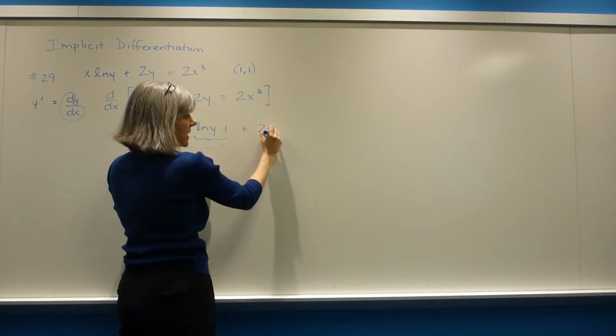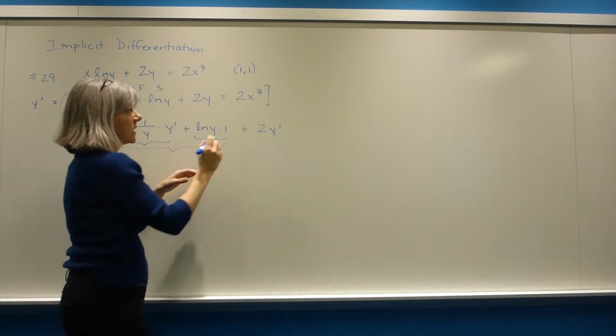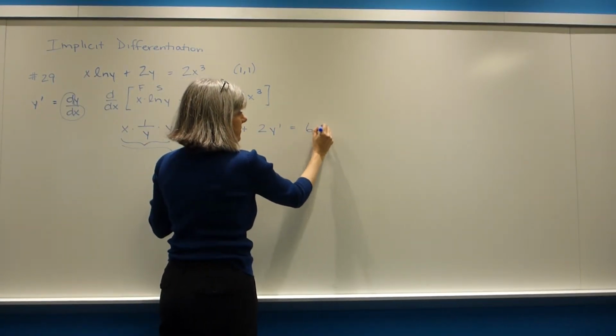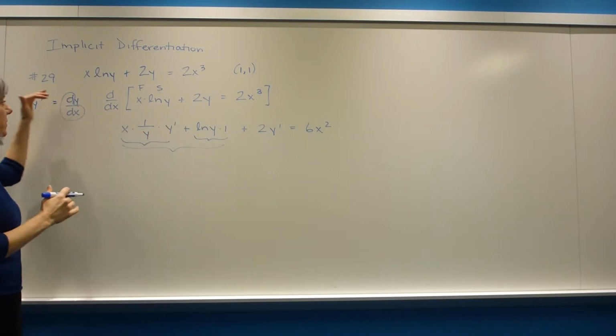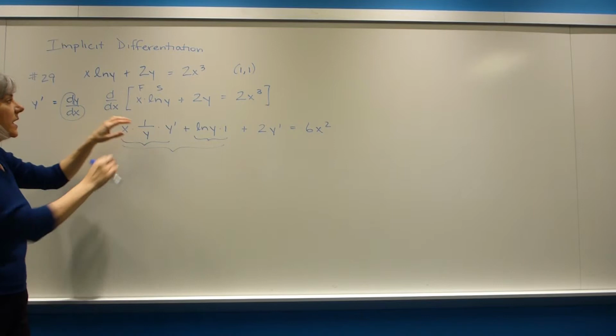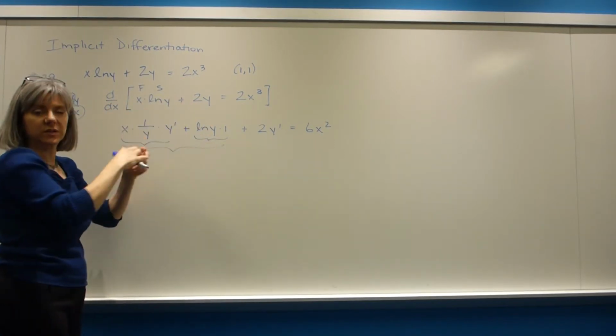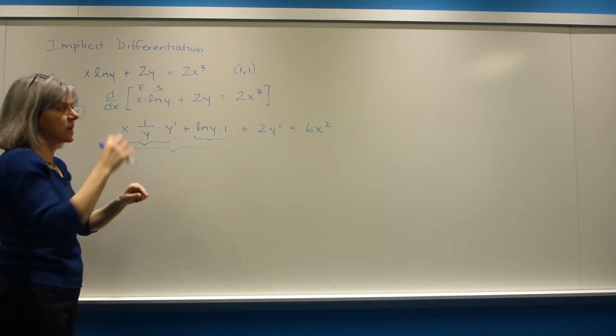Plus 2y. That's just 2y prime. Is everyone comfortable with that? And then equals 6x squared. Okay, so the first step in doing implicit differentiation is to take the derivative with respect to x of the entire equation, and then pay attention. You're going to have combinations of products and chains, and usually not quotients that get too ugly.